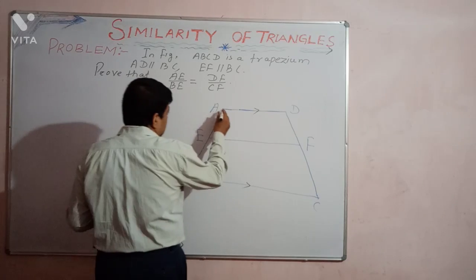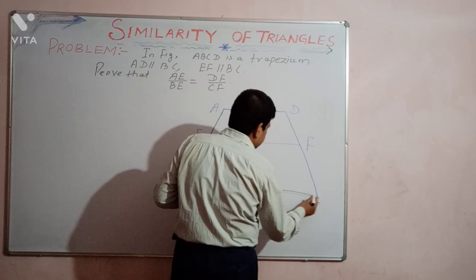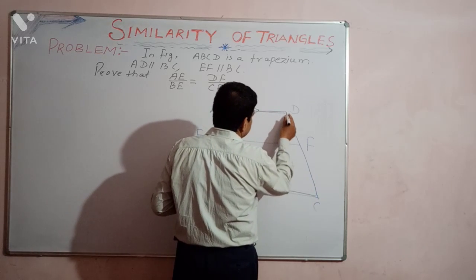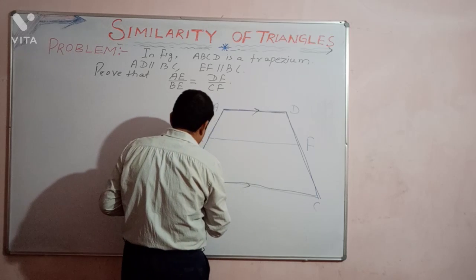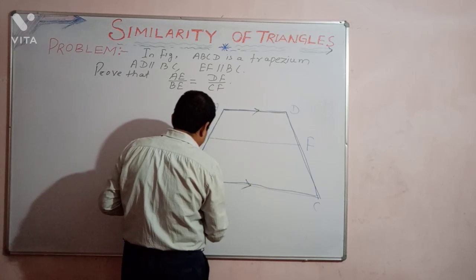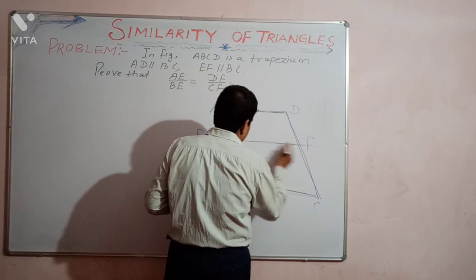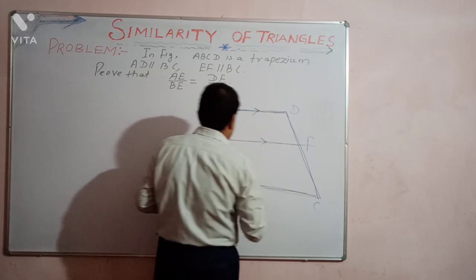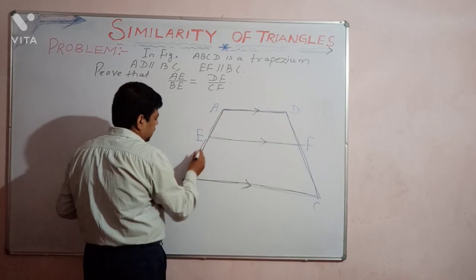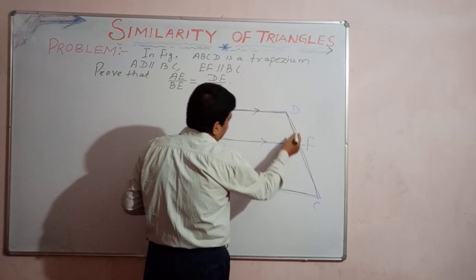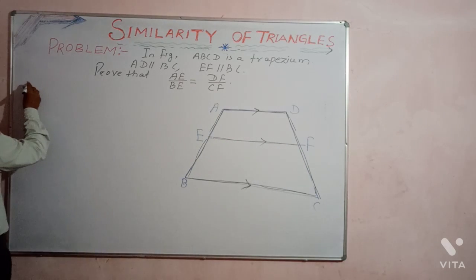It is given that ABCD is a trapezium where AD is parallel to BC, one pair of opposite sides is parallel. Again, it is given EF parallel to BC, and you have to prove that AE upon BE is equal to DF upon CF. Is it clear? Understand? So let us find.